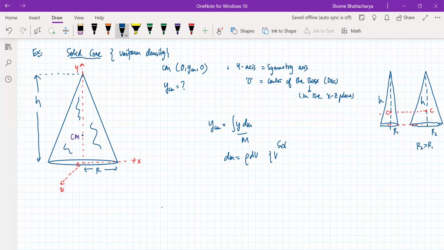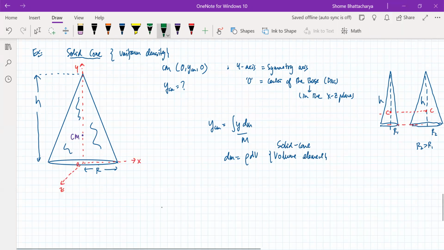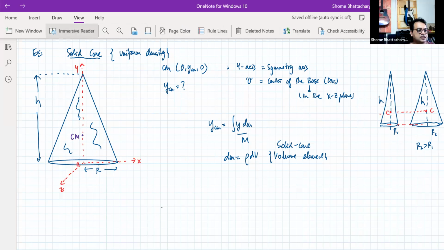It's a solid cone. So it's a volume distribution, so it's a volume element. Okay. And now we will think about how to take dv. So how should we take dv? The most convenient would be to slice the cone using a plane which is parallel to the xz plane. And if you just slice it like this, we will get those thin discs, like you were saying.